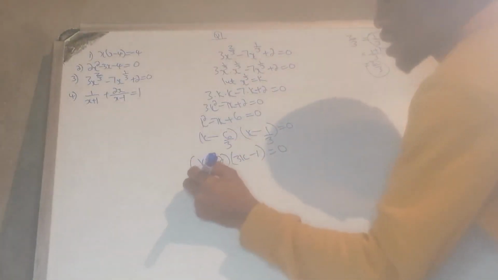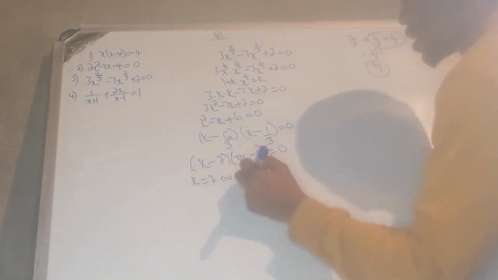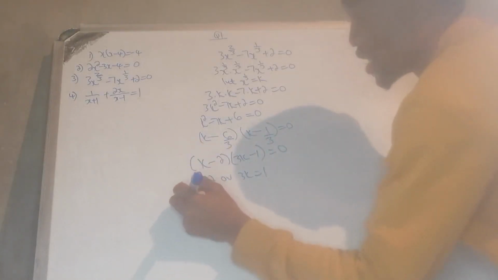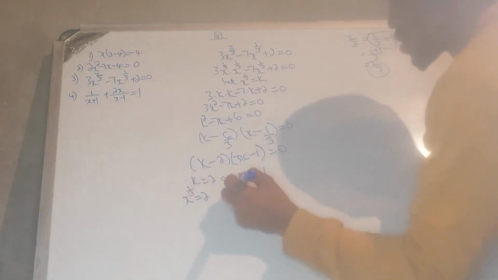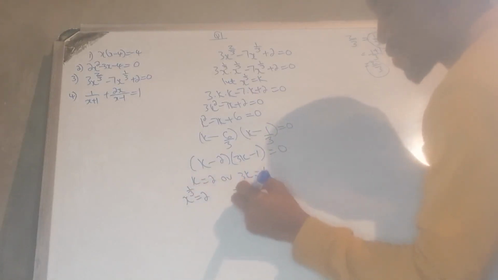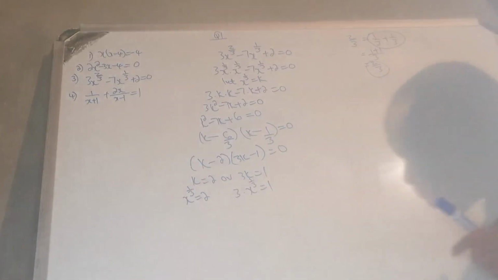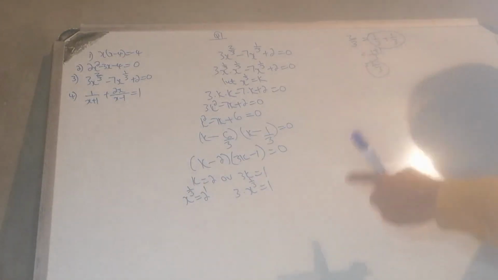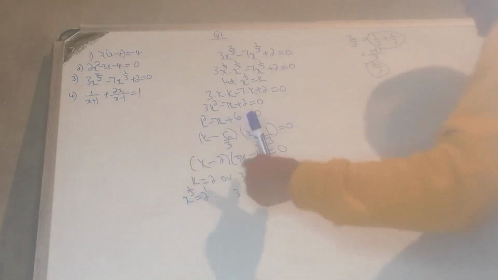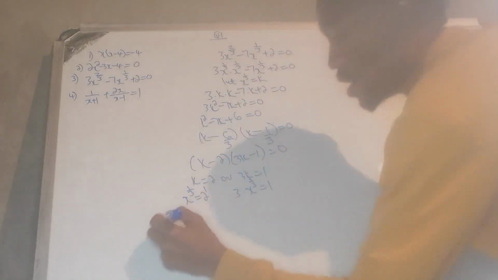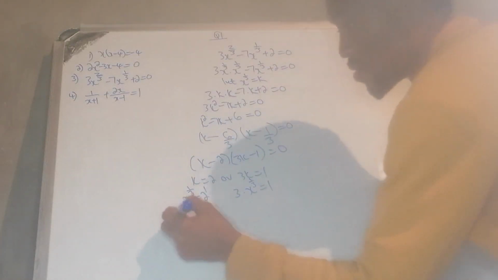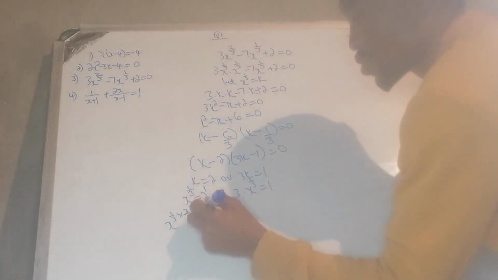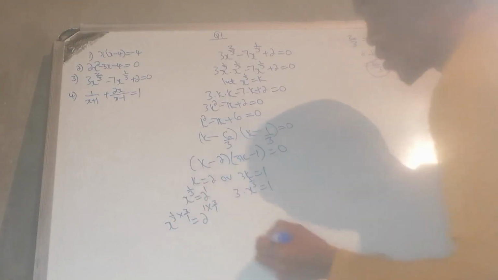And then you will say k = 2 or 3k = 1. But remember, what is k? k is x to the exponent 1/3. That equals 2. 3 times x^(1/3) equals 1. You want to solve for x. You will multiply the exponent by the reciprocal of 1/3. The reciprocal of 1/3 is 3 over 1. That equals 2, and on the other one, you also multiply by 3 over 1.